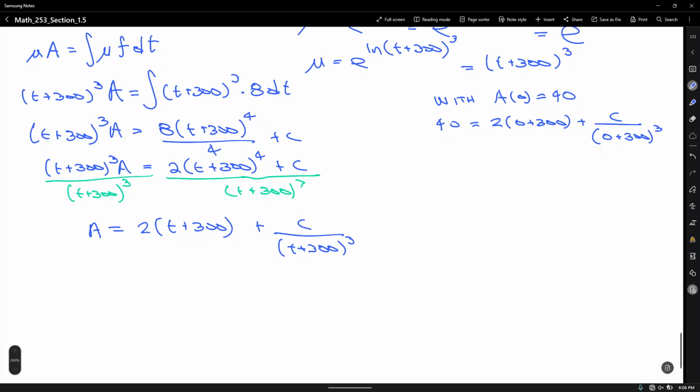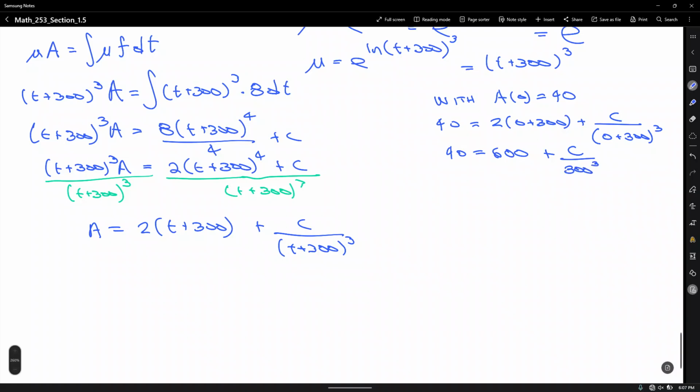Okay, 300 times 2 is 600. That's 40 equals 600 plus C over (0 plus 300) cubed. Don't cube the number. Just leave it as 300 cubed.